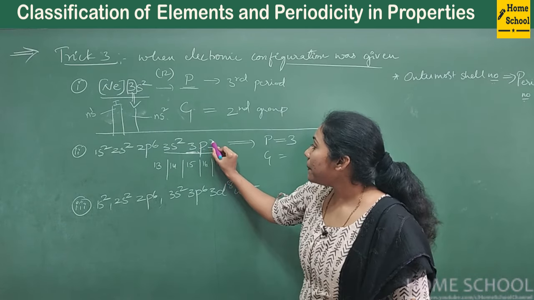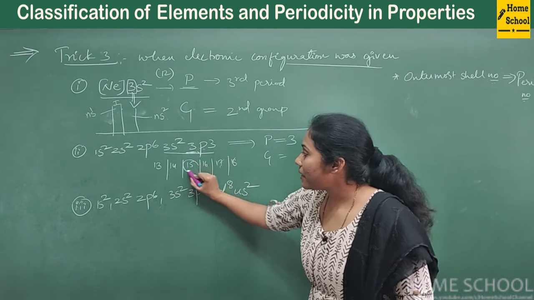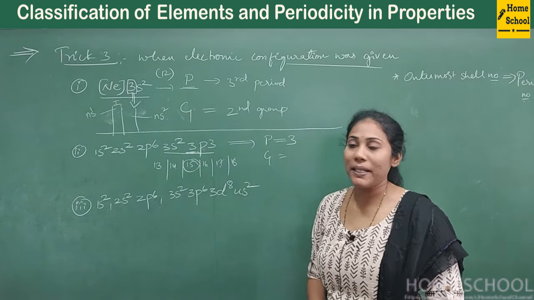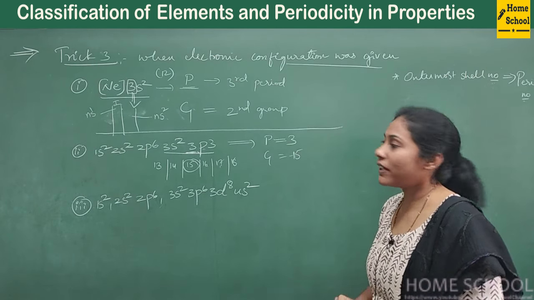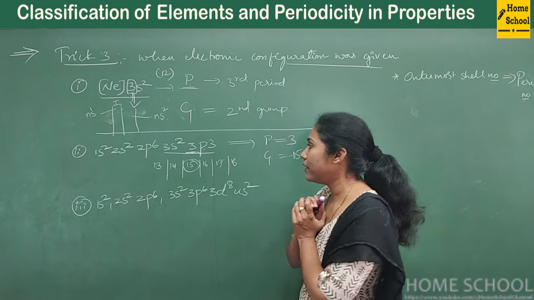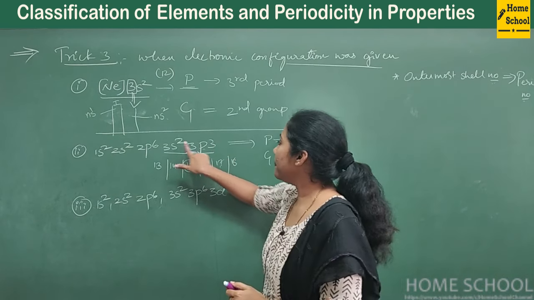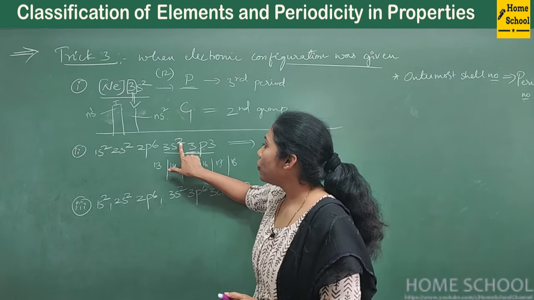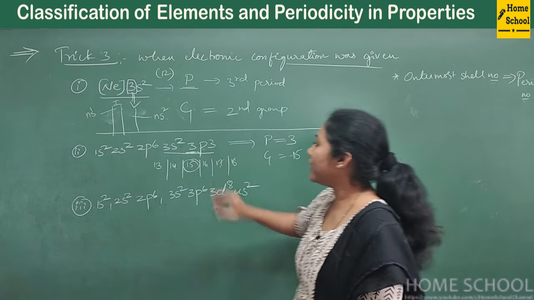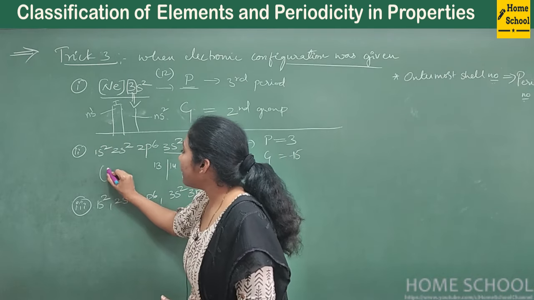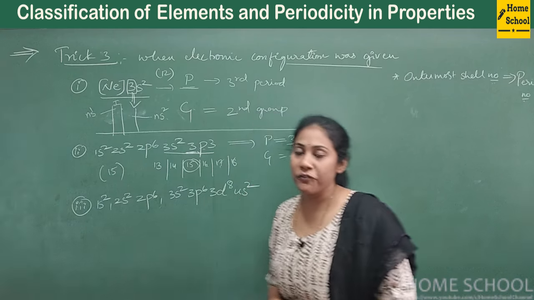Okay, so p orbital has 3 electrons. That means it must come in the 15th group element. So group number is 15. Or if you are finding it difficult, what you can do? Just add 3 plus 2, 5, right? So 5 plus 10, that is 15. So the atomic number of this element is 15.